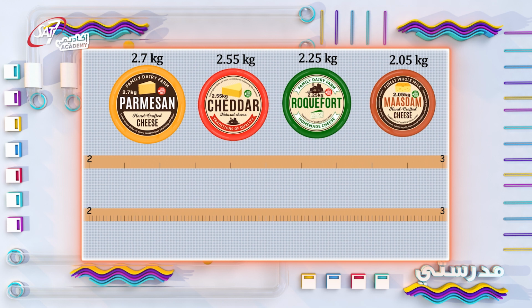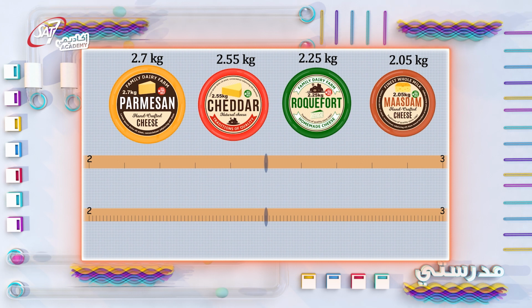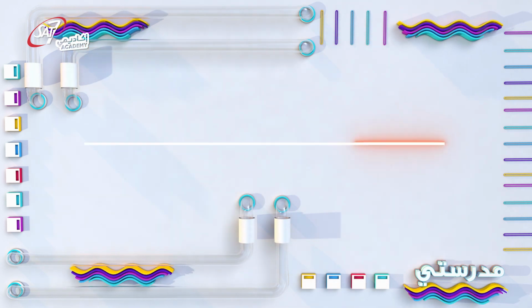Sara needs 2.5 kilograms. How can we express half in decimal? Sara needs 2.5 kilograms of cheese, or 2.50. None of the packages contains this amount. Which one is the closest to it?